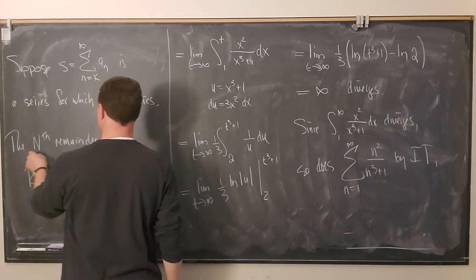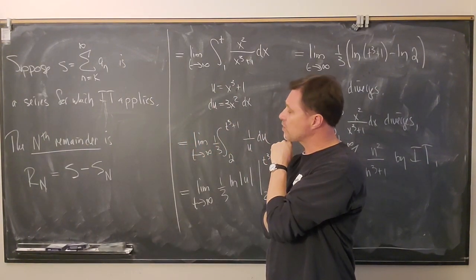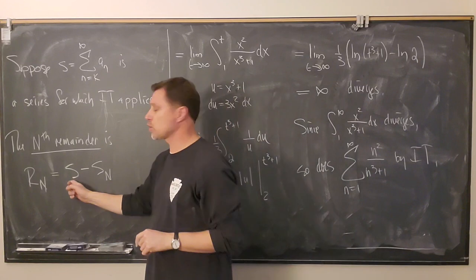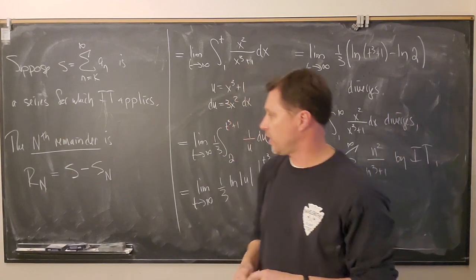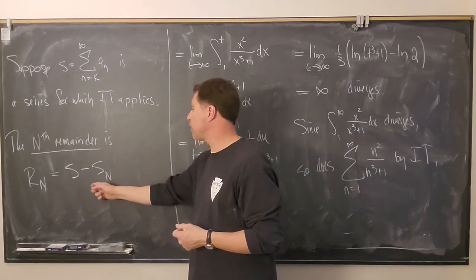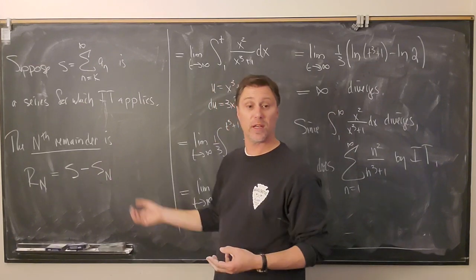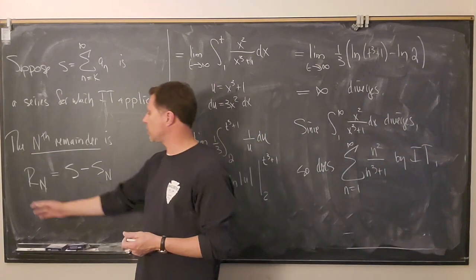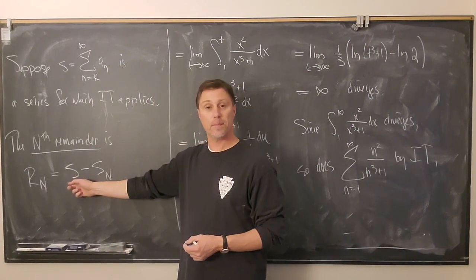So what does the nth remainder measure? It measures the error. S is the actual sum. S sub n is the approximation, right? If you're trying to approximate your series by adding up from a sub k up to a sub capital N, this would give you an approximation. We can't go all the way to infinity, so if we stop at s sub n, we just have an approximation of the actual sum. And so the nth remainder measures how close the approximation is to the actual sum.